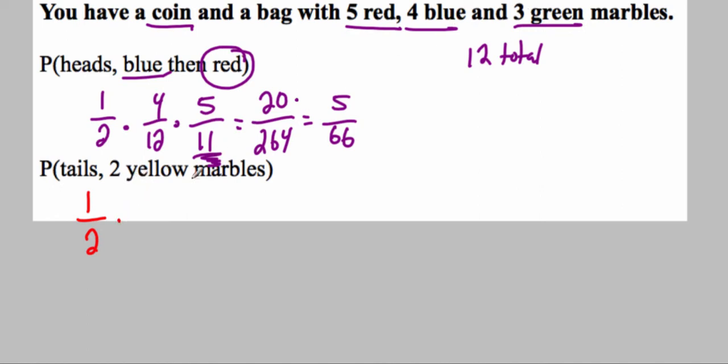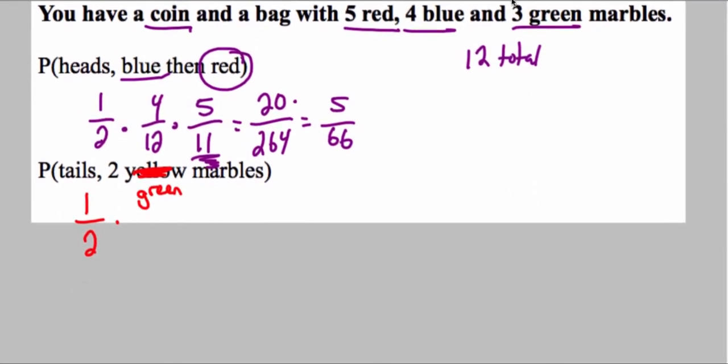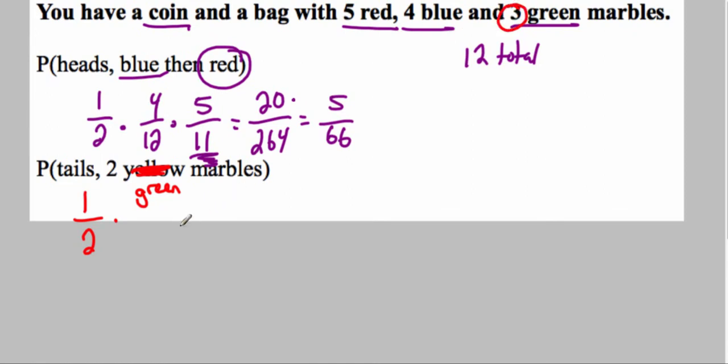Well, oh, make that green. My bad. Forgot I changed the color in the problem and forgot to change it in my work here. And then I want to draw 2 green marbles. I'll start with drawing 1 green marble. There are 3 green marbles out of 12 total. So that's my first green marble. But now I want to draw another one. I've already taken 1 green marble, so there's only 2 left. And I've taken 1 of the marbles out of the bag, so there's only 11 marbles left.